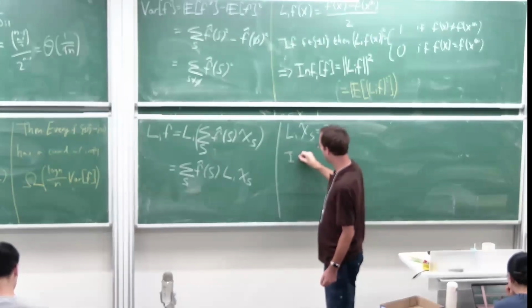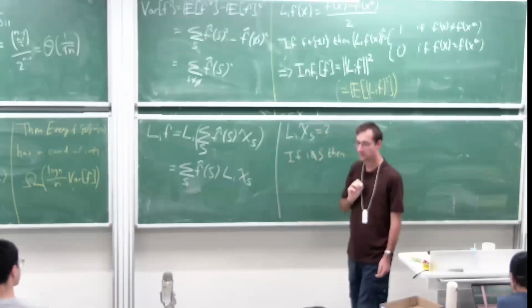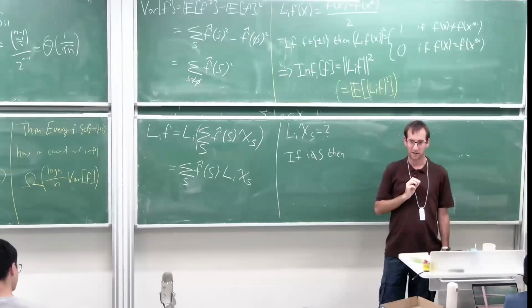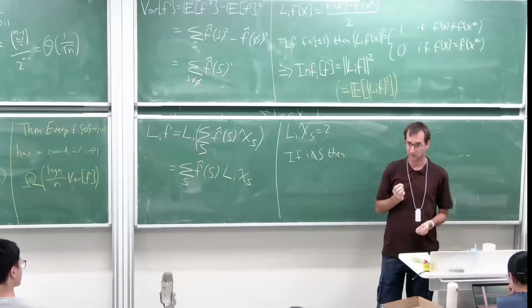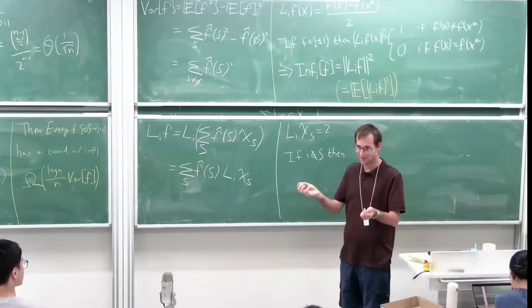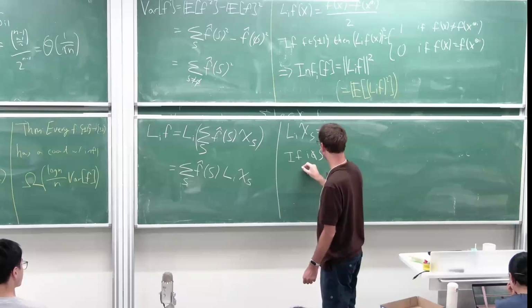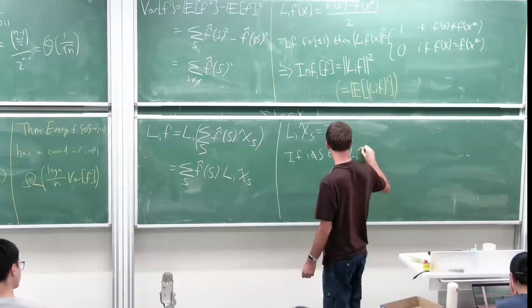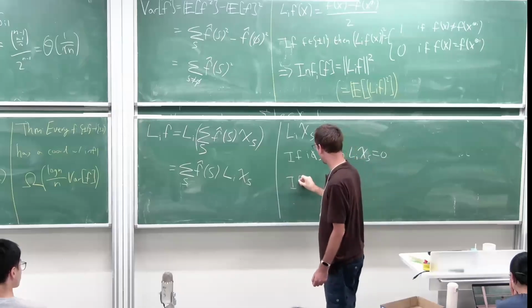So if i is not in S, then what can you say about this L_i chi_S? Zero, right? Because if I flip the ith coordinate, it has absolutely no influence. Okay, so in this case, L_i chi_S is 0.